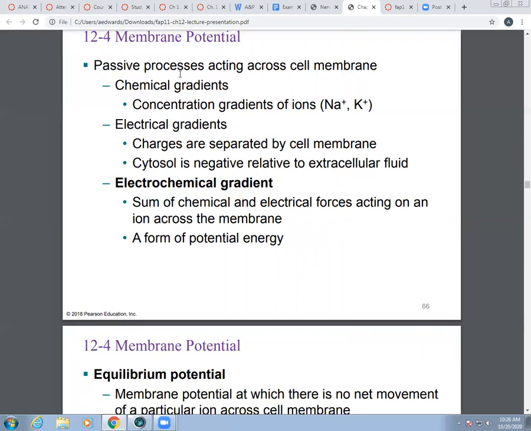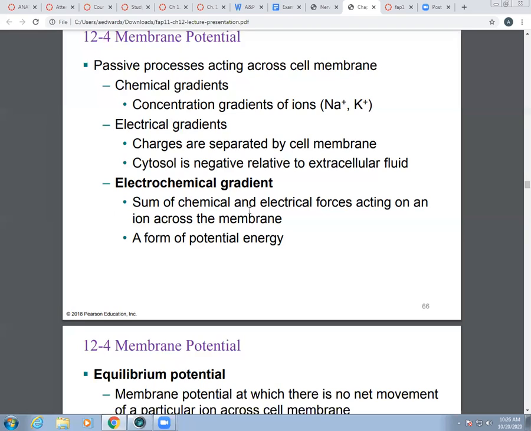So, more on these passive processes. You have a chemical gradient, which is basically a concentration gradient dealing with ions. Electrical gradient has to do with charges that are separated, the difference in charge. So the cytosol is considered negative relative to the extracellular fluid, with more negative charge on the inside of the cell relative to outside.